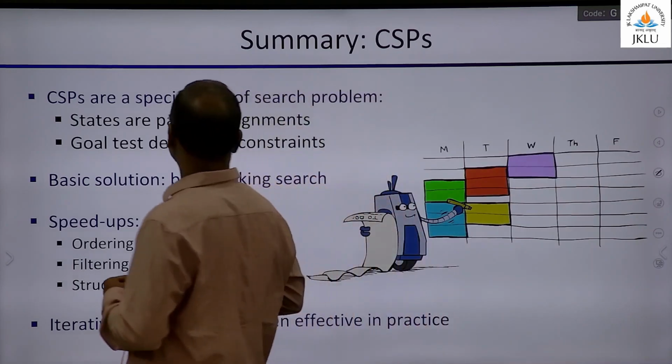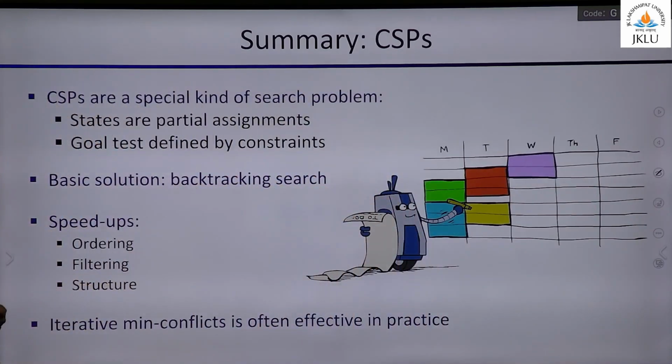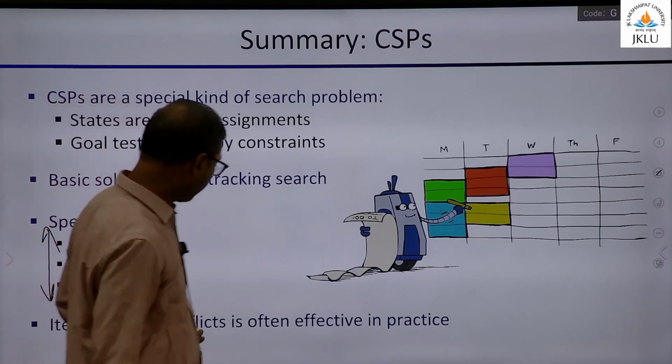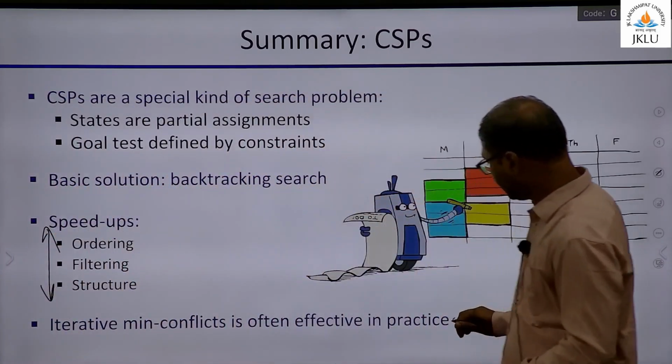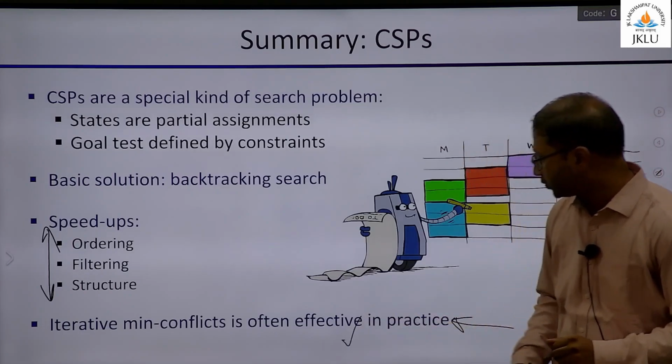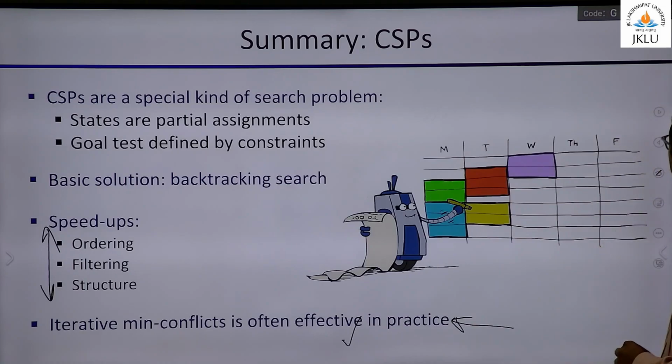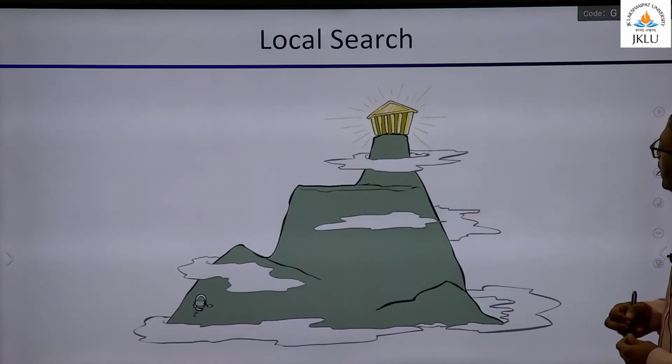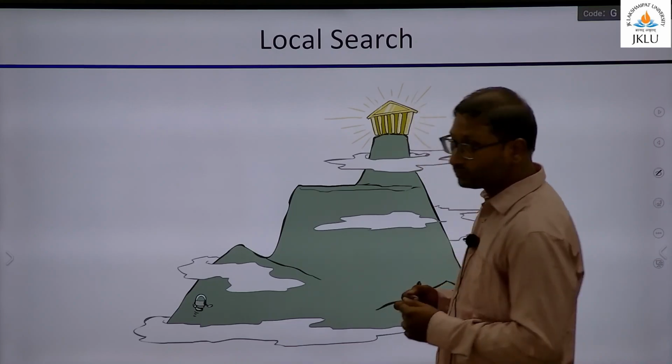So CSPs are a special kind of search problems. States are partial assignments. Goal test is defined by the constraints. Basic solution is backtracking search, and then we talked about these kind of speed ups, and finally we talked about iterative min conflict is often effective in practice. So this is what you often effectively use in practice. Local search. How many of you know?